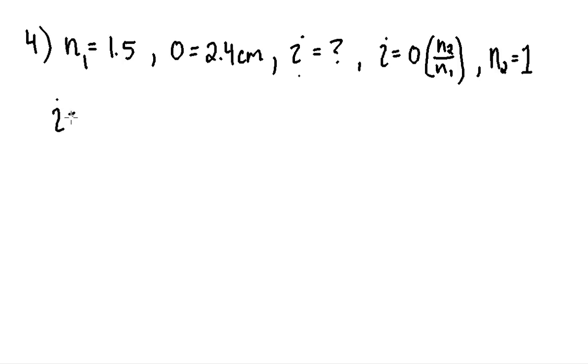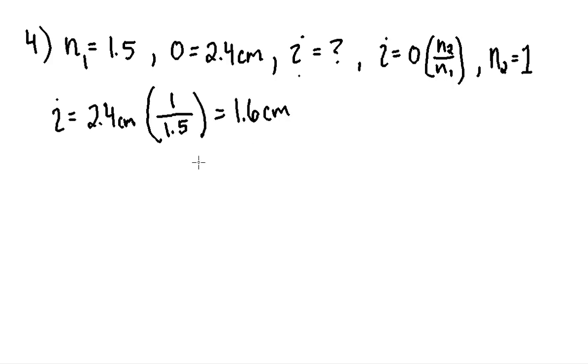Okay, we already have everything we need. The object is 2.4 centimeters away. N2, the air, where the observer is at, the second media that the light's traveling through, is 1. And the index of refraction for the glass is 1.5. So 2.4 divided by 1.5 gives us 1.6 centimeters.